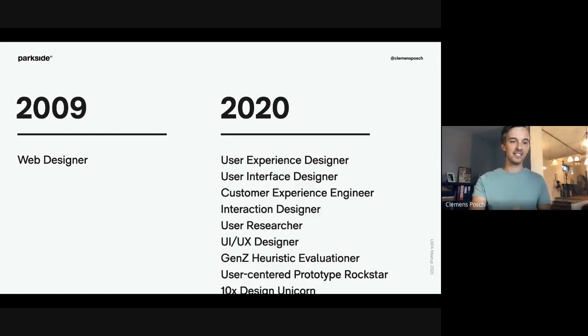I love that slide. That was a lot easier like 10 years ago. We were all just like web designers or something.